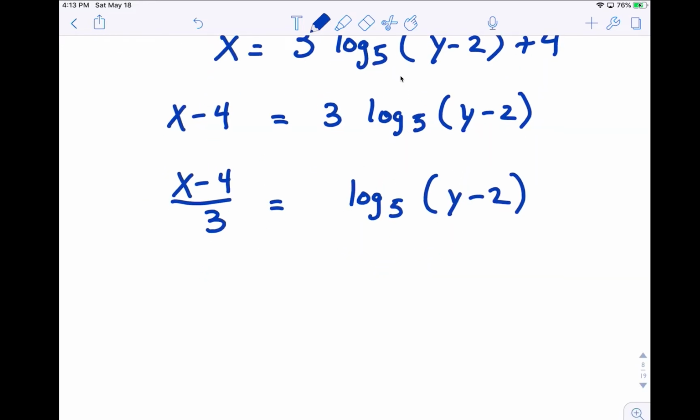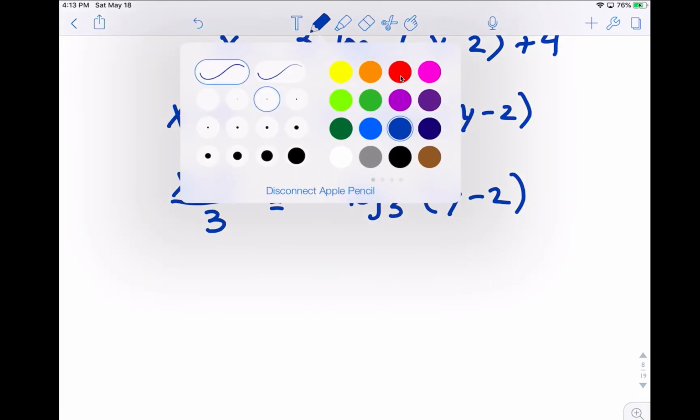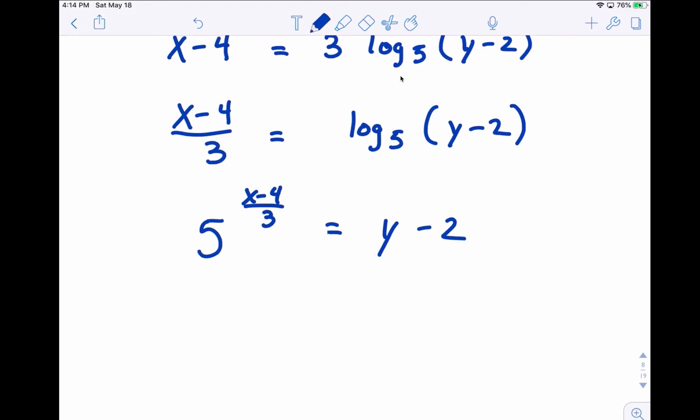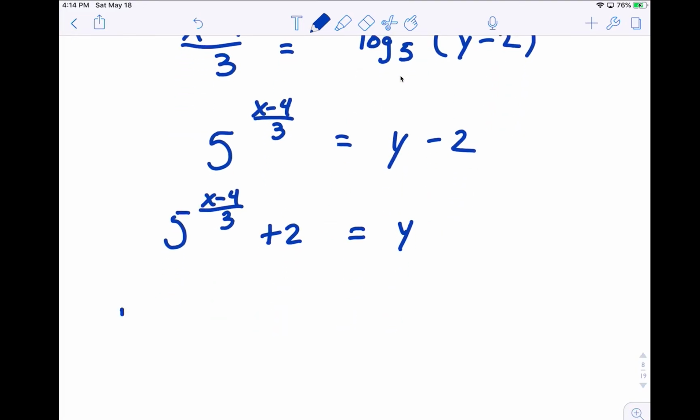Now, in order to get rid of the log base 5, we're going to have to write it with an exponential. So this is 5 to the x minus 4 over 3 equals y minus 2. So 5 to what power gives me y minus 2? And then the last thing would be to just add over the 2. So your inverse now is 5 to the x minus 4 over 3 plus 2.